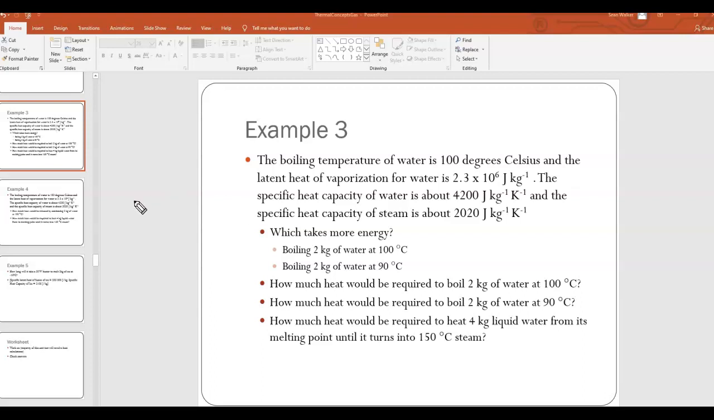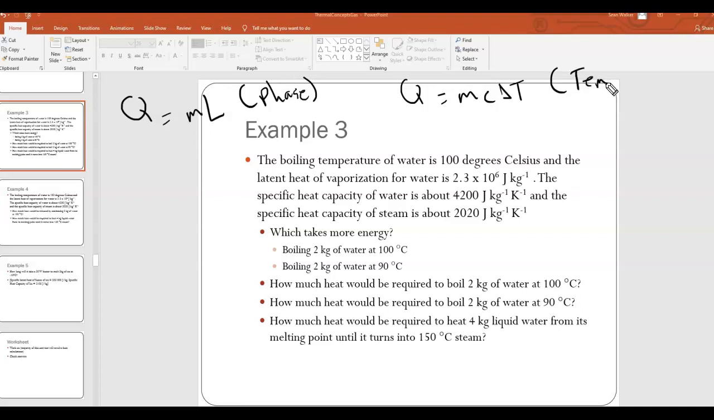Just to recap, remember during the last video, we talked about the idea of latent heat having to do with the energy required to phase change 1 kilogram of a substance. If you're melting or freezing, you're dealing with the latent heat of fusion. And if you're talking about boiling or condensing, you're dealing with the latent heat of vaporization. The equation involved looks like Q equals mL. That's when you have a phase change, as opposed to when you have a temperature change, where you have mc delta T, which has to do with specific heat capacity.